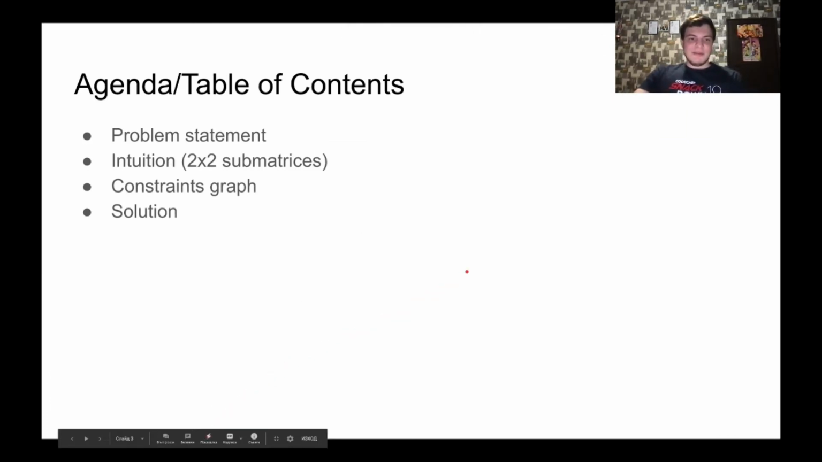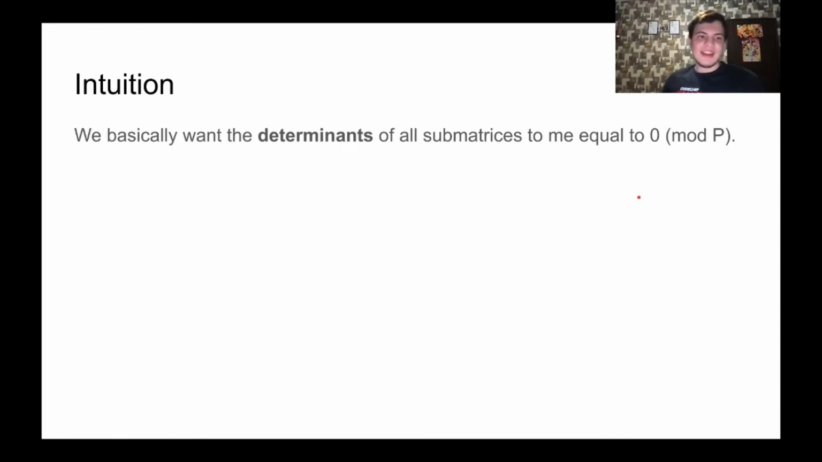All right, so basically what we want for our matrix is to have all of the determinants of its submatrices being equal to 0 when considered modulo P. That's literally our problem statement.